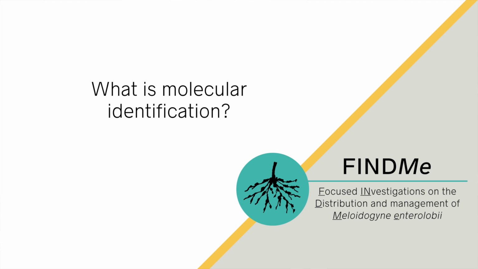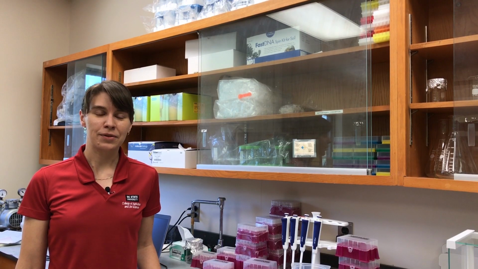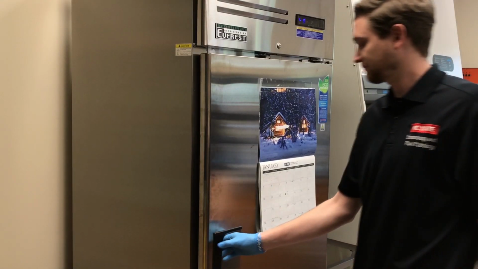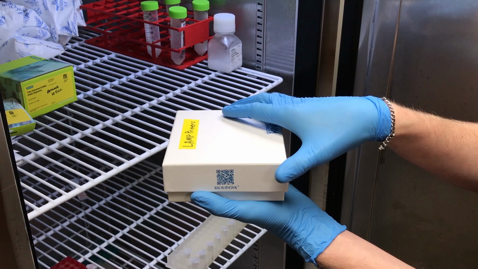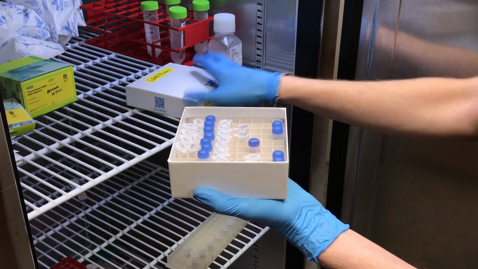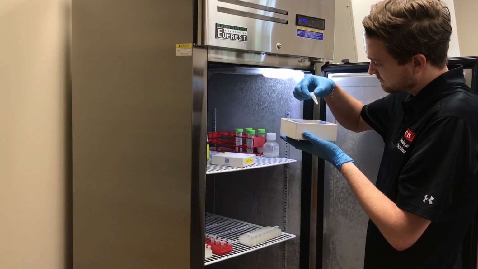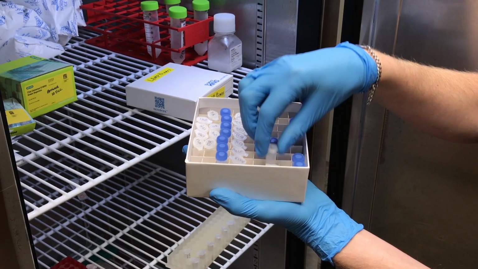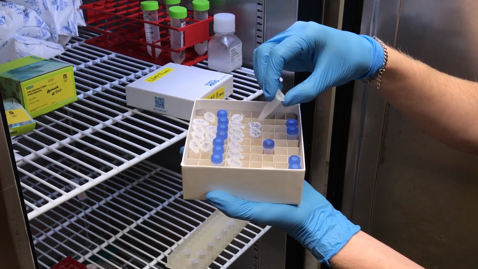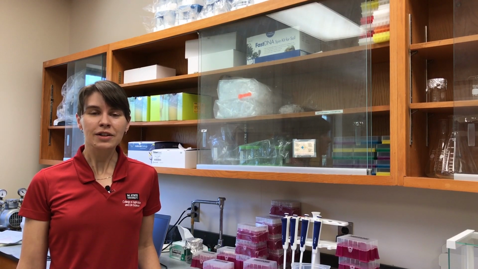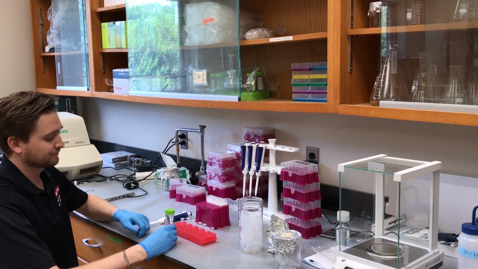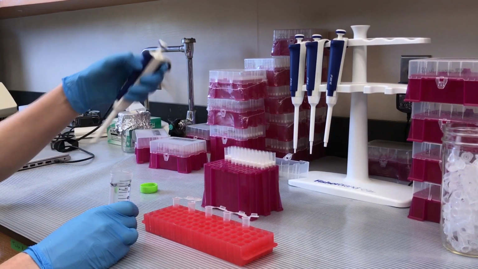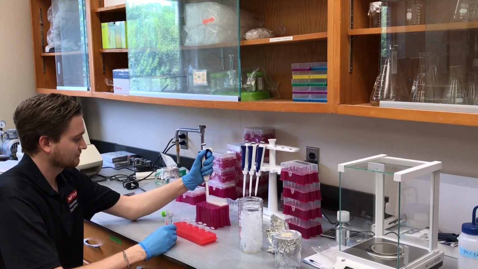Molecular identification is when we analyze the DNA of the nematode to determine what species it is. Just like all living organisms, ME has unique DNA that makes it different from other living organisms. In the lab, we extract this DNA and analyze it to determine if it matches that of ME. This molecular method is highly precise and accurate compared to the morphological method, but it does require careful scientific training and specialized equipment.